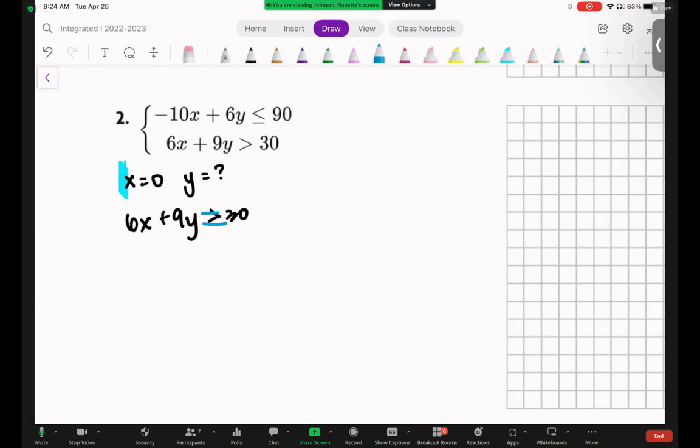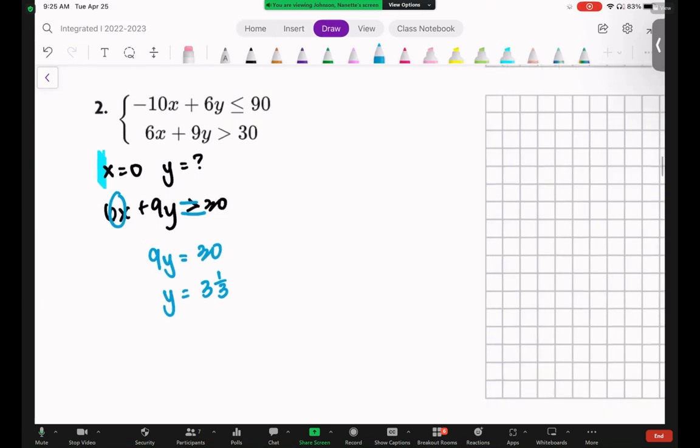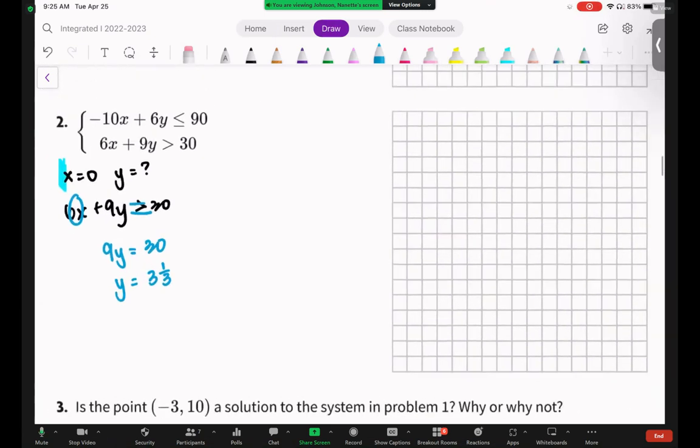So if x is 0, I get 9y equals 30. And I get y is equal to, what is that? 3 1/3. And you're like, ew, Miss Johnson, that's a gross number. But that's okay. I don't need it to be pretty. They're asking me to sketch. And then here I'm going to do the same thing. So this is one of my intercepts. It's at 0, 3 1/3.